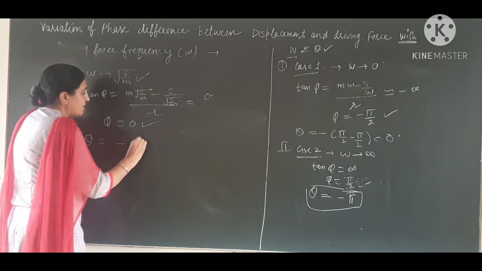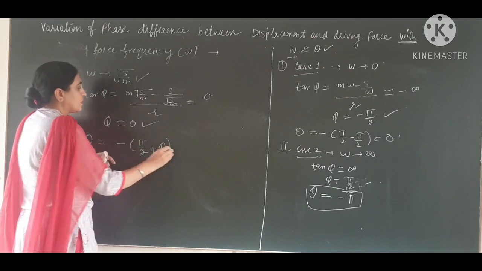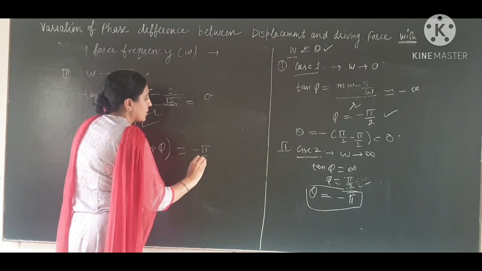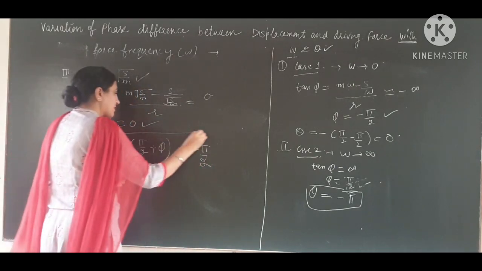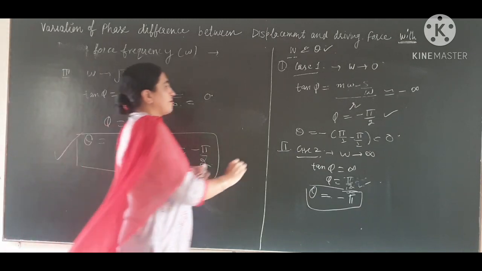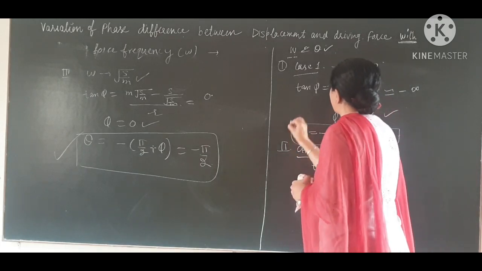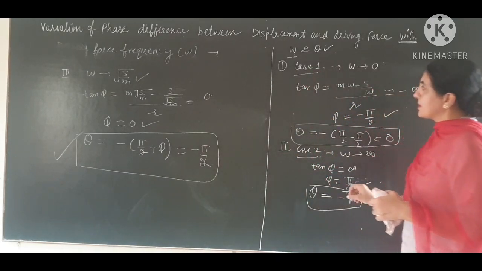Theta is minus pi by 2 plus phi. So phi is 0, and this is equal to minus pi by 2. So we have three values. First is this, second is this, third is this.